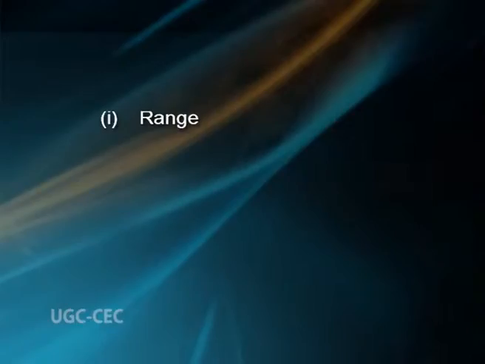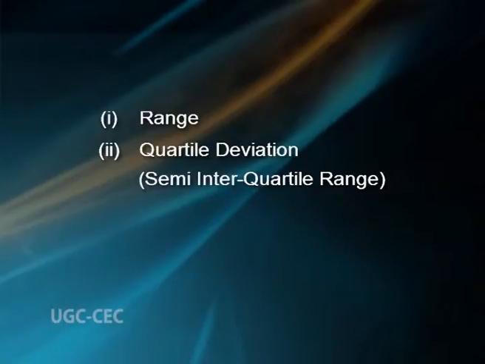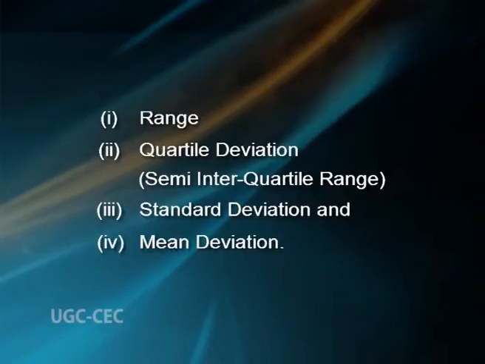Some important measures of dispersion are 1. Range, 2. Quartile deviation or semi-interquartile range, 3. Standard deviation and 4. Mean deviation. We shall look into the second and third measures in this module.